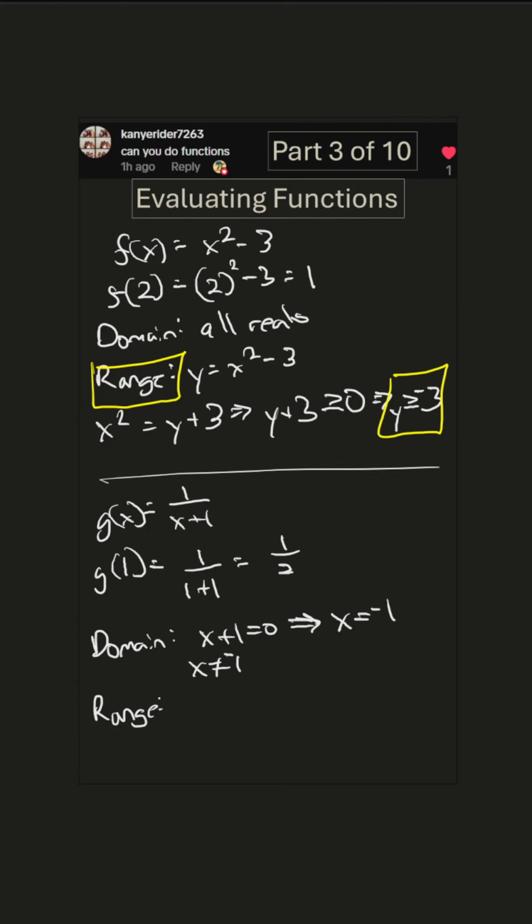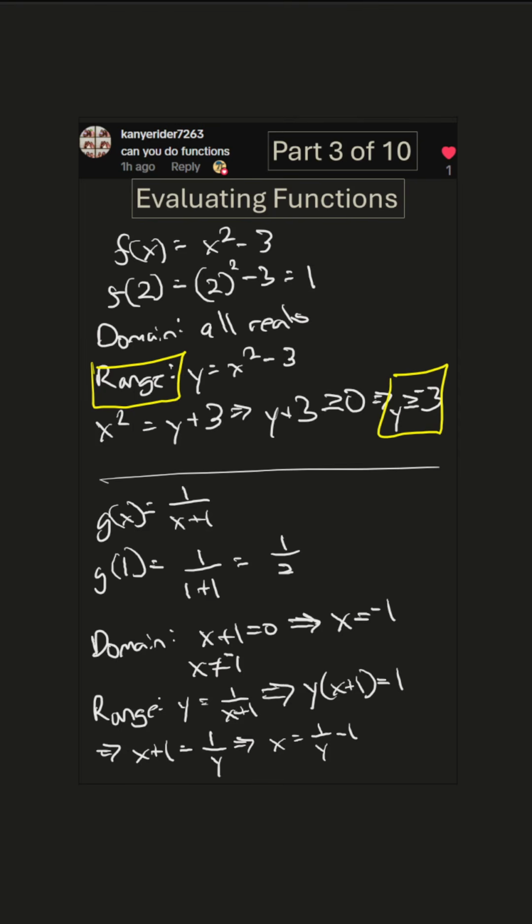To find the range, once again we replace g of x with y. We get y equals 1 over x plus 1. And now we do some simplification. We multiply both sides by x plus 1. We get y times x plus 1 equals 1. Now we can divide by y. We get x plus 1 equals 1 over y. Finally, we can subtract 1. x equals 1 over y minus 1.